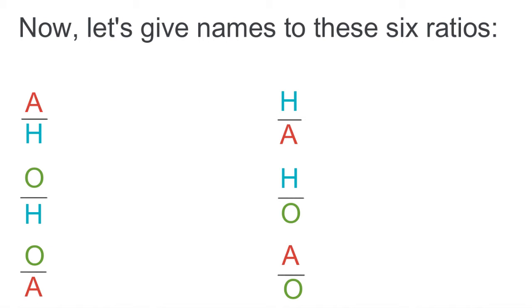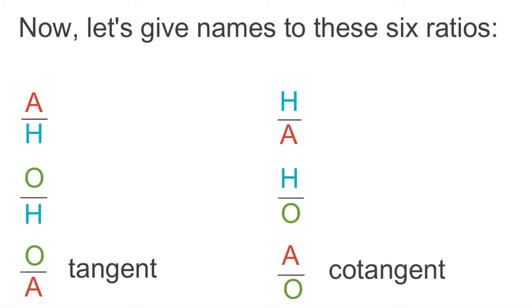Let's give them names. No drum roll, but we'll call this tangent. And then when we take the reciprocal, we'll call it cotangent. How clever. And, okay, let's see. All right, this will be sine. And then when we take the reciprocal, we'll obviously call it cosine. We're being consistent after all.